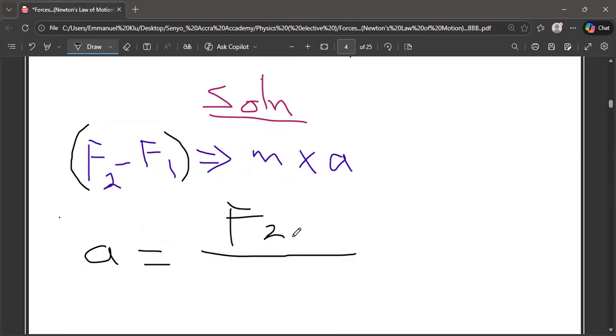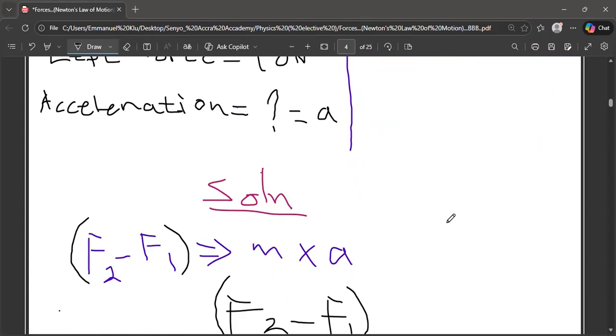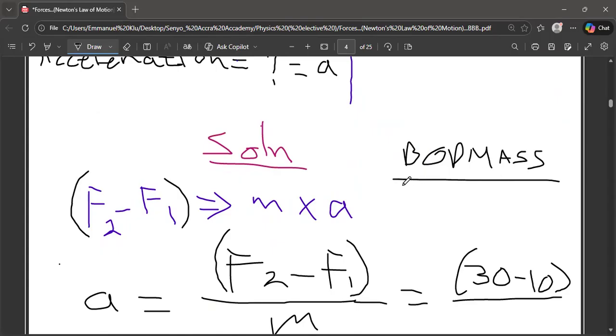F2 minus F1, all in brackets, over my mass. So by substitution, 30 minus 10. Always apply the formula for mass. Don't throw it away. Even in the university, you still need it. Let it be your key.